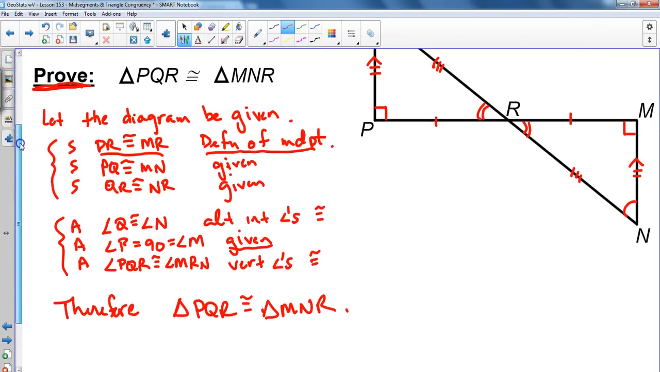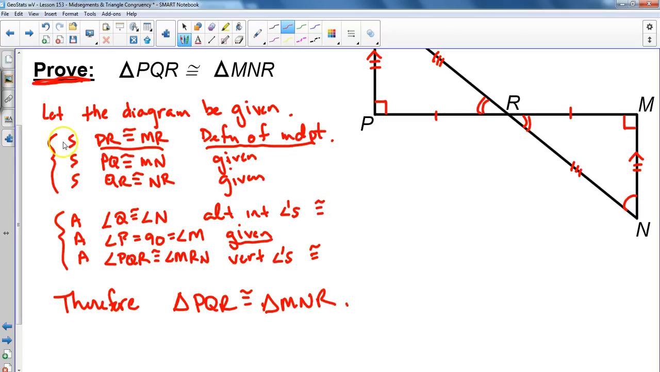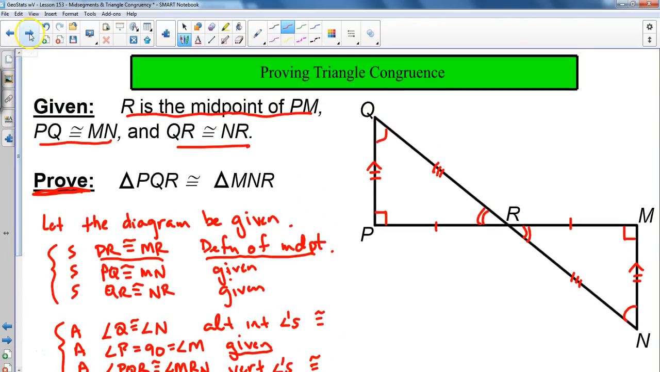So our definition of congruence is that all three pairs of corresponding sides are congruent, and all three pairs of corresponding angles are congruent, but we don't always need all of this information. So we do have some shortcuts in order to minimize this process and quicken this process.